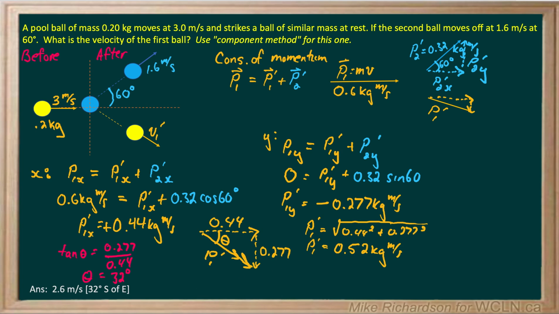The only thing left is to get the velocity. Well, remember, momentum is mass times velocity, very easy equation. So we know that the momentum is 0.52 kilogram meters per second, and we know the mass is 0.2 kilograms. So when I take 0.52 and divide it by 0.2, I get 2.6 meters per second. And since the velocity is in the same direction as the momentum, we can say it's also 32 degrees south of east.